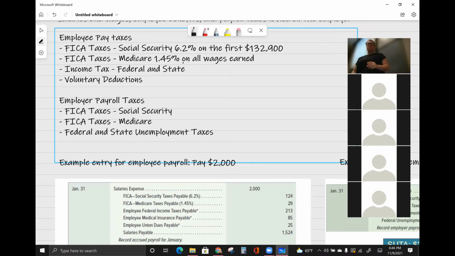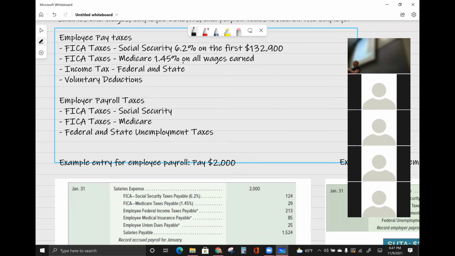And we have to make sure that it gets to the proper destination of whatever government we have to pay. And then we have voluntary deductions as well. So I may deduct healthcare benefits or vision benefits. I may have dental benefits. I may have life insurance, short-term disability. I'm sure you've heard of some of those things. Those deductions will come out of the paycheck.